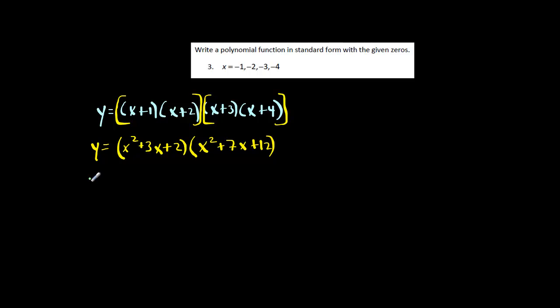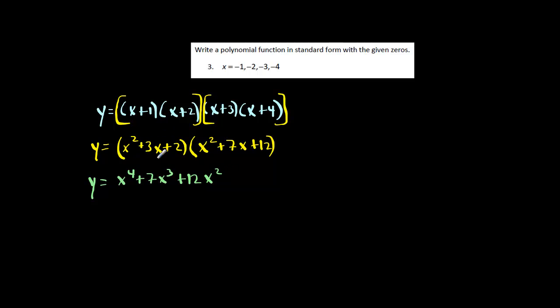Now we want to distribute here. So we're going to have 9 terms. We got to take the first term and distribute it into all 3 here. So x squared times x squared is x to the 4th. X squared times 7x is 7x cubed. X squared times 12 is 12x squared.